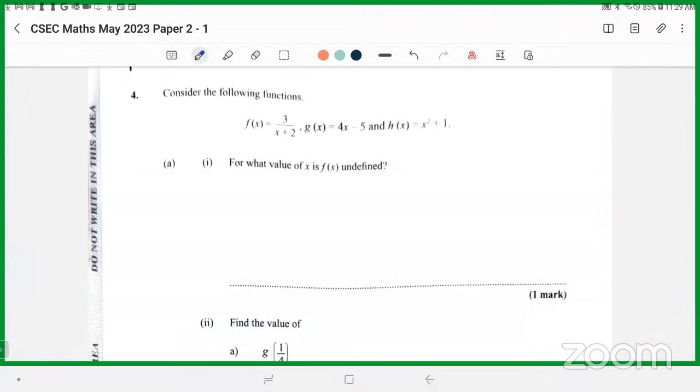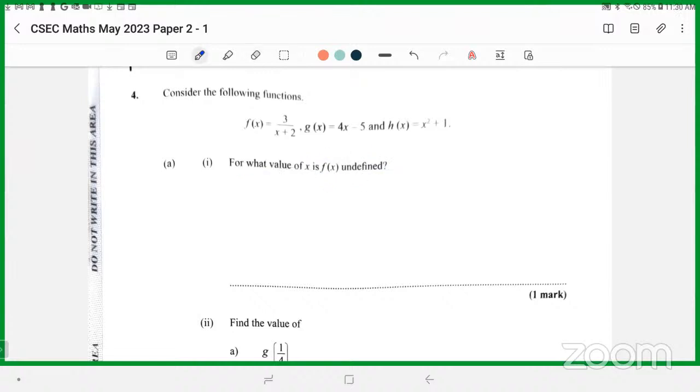All right, so this question gives us 3 functions, f, g, and h. 3 different functions. Mute the mic, please. Mute the mic. First part wants us to, for what value of x is f of x undefined?